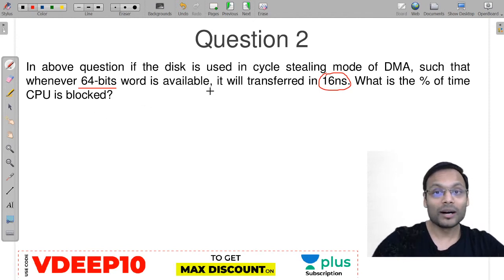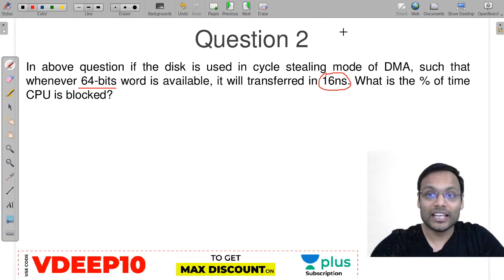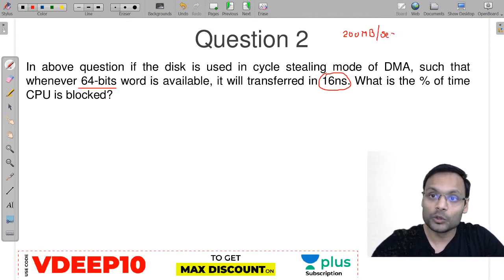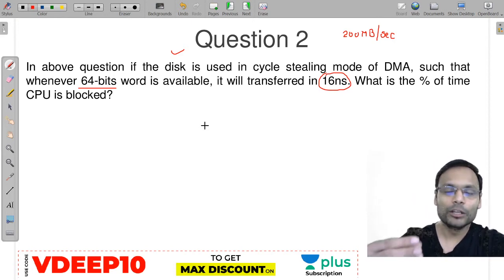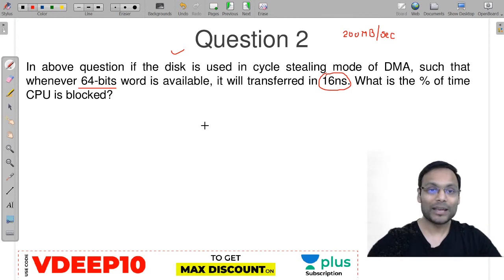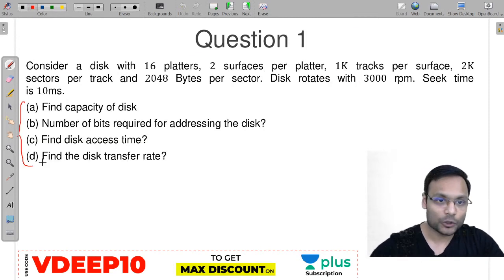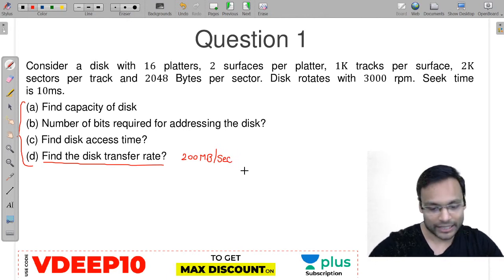So the question we solved yesterday, where the disk speed is 200 megabytes per second, that disk transfer rate we are going to use for solving a question of DMA. Now see how beautifully we have merged two topics. One is DMA, one is disk. So based on yesterday's understanding, this question we have already solved. From this question, we have got to know that 200 megabytes per second is the transfer rate.